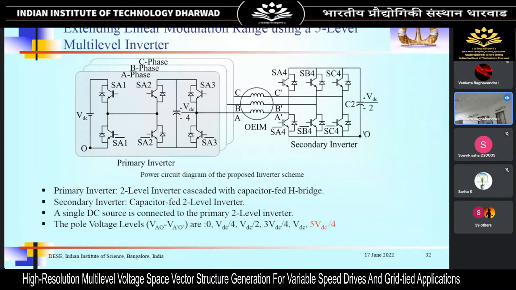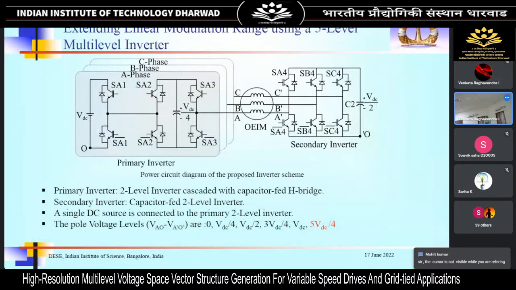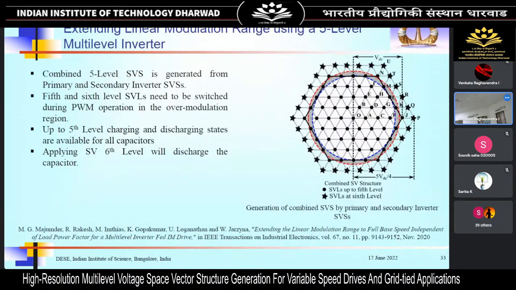When it comes here, this will discharge. Are you getting it? VDC plus VDC by 4. If you see the structure here, 1, 2, 3, 4, 5, 6 levels are there. This is the combined effect, and the maximum space vector structure is this one. Where we use VDC plus VDC by 4, it slightly exceeds the conventional two-level. In the conventional two-level, the maximum space vector magnitude is equal to VDC.